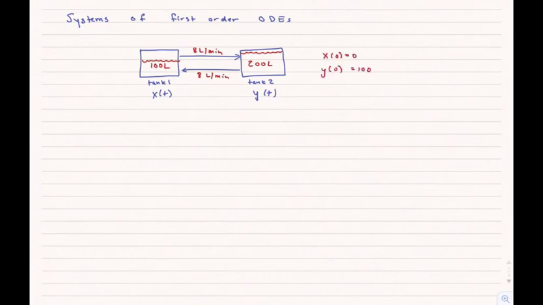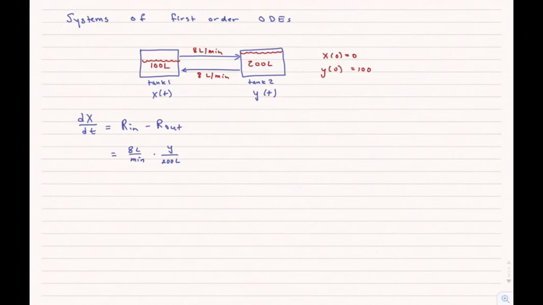Let's first look at tank 1. Tank 1, the rate of change of the amount of salt with respect to time is simply, as before, the rate in minus the rate out. The rate in, well, that's simply 8 liters per minute times the concentration of salt in tank 2. That's going to depend on the variable y, as well as the amount of fluid in that tank. You notice that the rate in and the rate out are the same. The left-hand tank will always have 100 liters and the right-hand tank will always have 200. So that's my rate in.